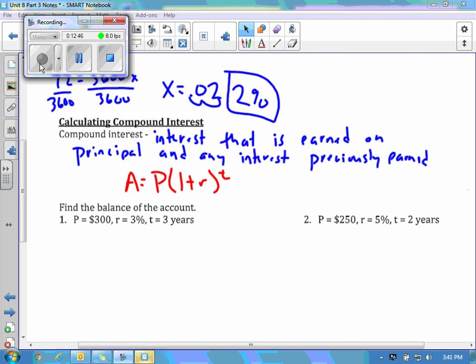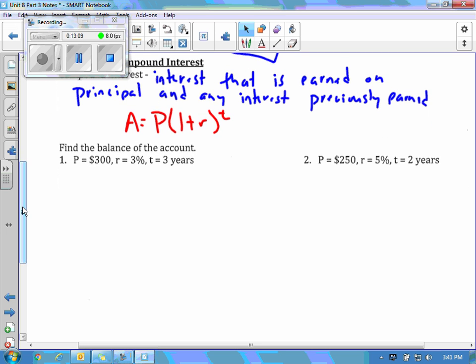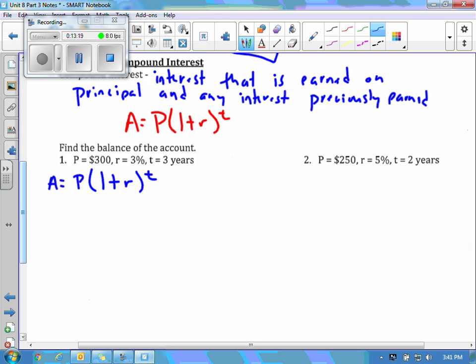Alright, and then the last one we're talking about is compound interest, which we said is the opposite of simple interest. So simple interest was just earned on the principal. Compound interest is earned on the principal and any previously earned interest. So here's your new equation for compound interest. So that's A equals P times, in parentheses, 1 plus R, and then T is an exponent. So it makes it a little bit more difficult. So I'll show you one, and then I'll let you try the other one. You're really doing all of the work in the calculator. You just have to set it up, and then the calculator does the work.